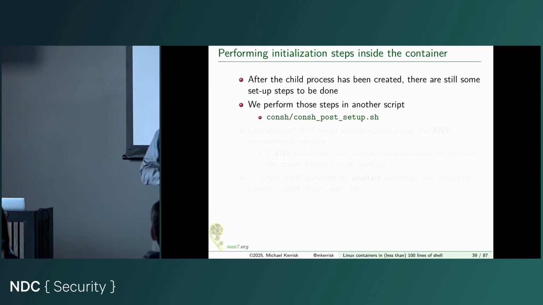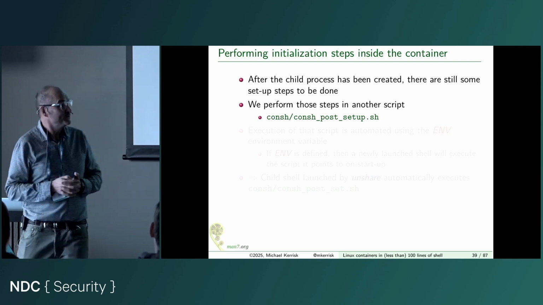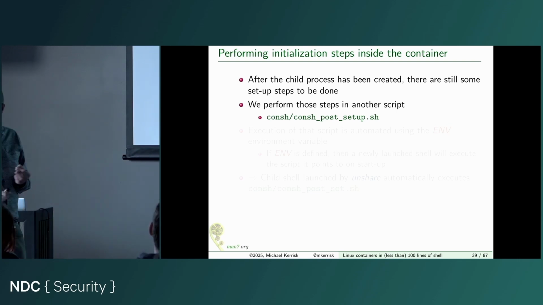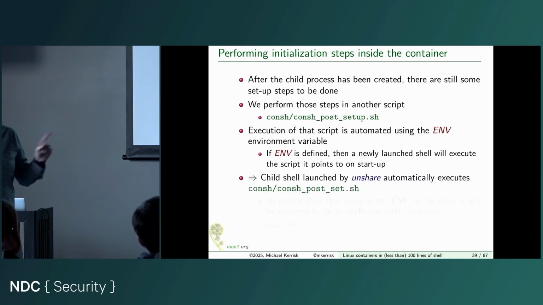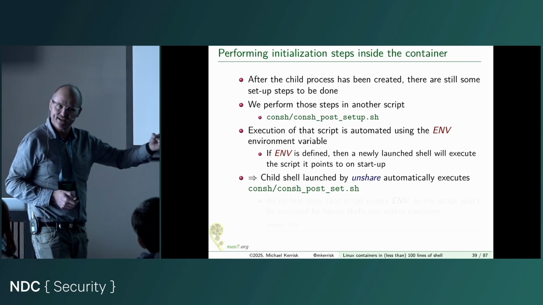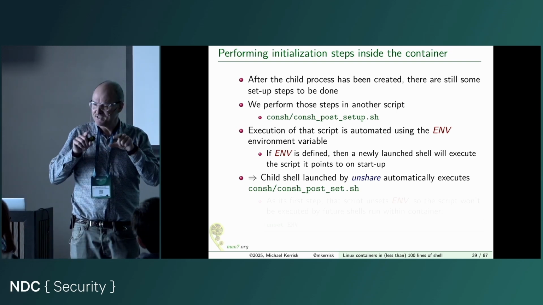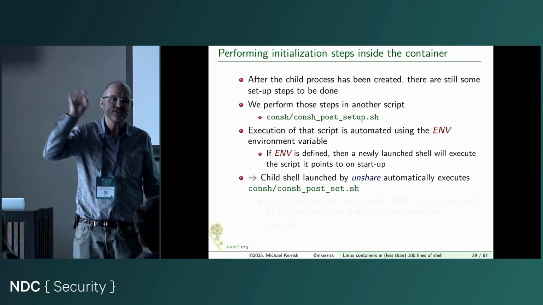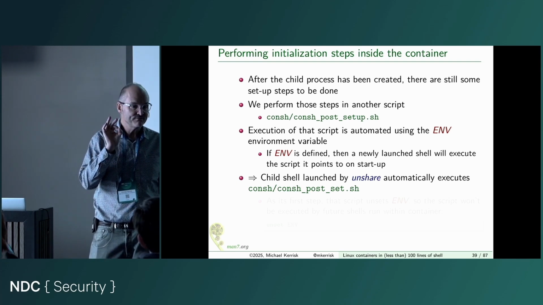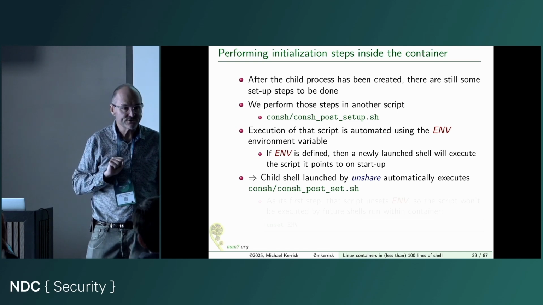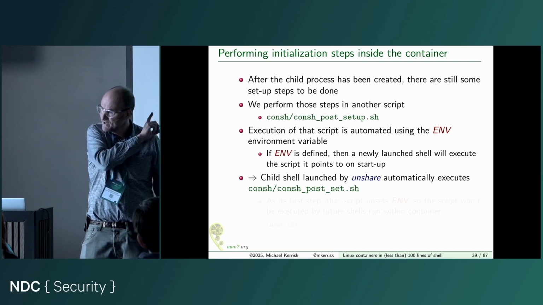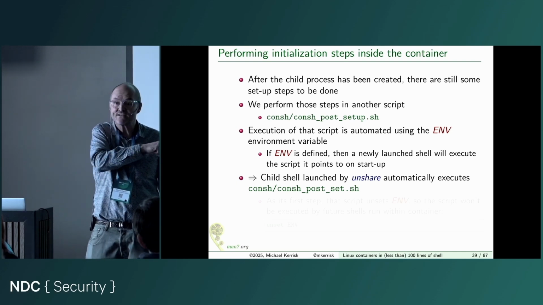Okay, so after all of that, there's still some more initialization steps that I need to do. I'm going to do those in another script, this one, conch post setup. And I automate the execution of that script. Remember that ENV environment variable that I set earlier on? That is a special variable that is understood by shells. When a shell is launched, it says if the ENV environment variable is initialized, I'm going to execute the commands that are inside it. And so I'm automating the execution of the script. I don't even need to do it manually. My BusyBox shell is going to do this as it starts up.